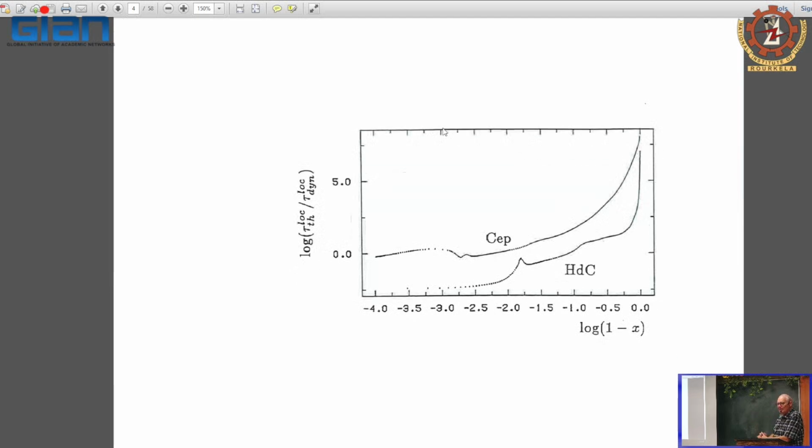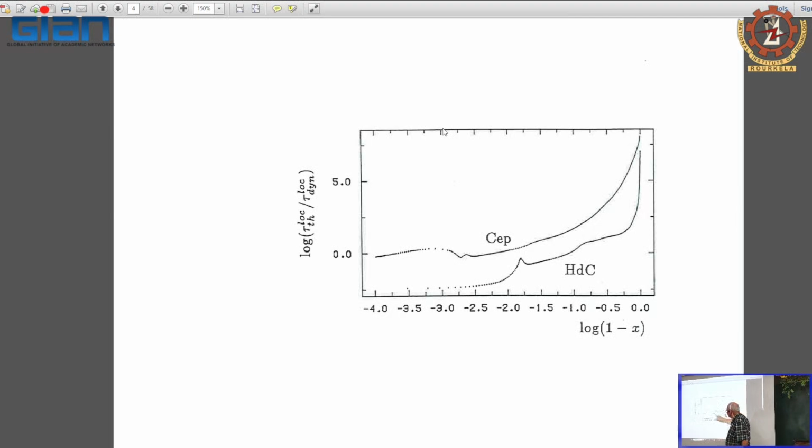We have already seen this diagram. Here we compare the ratio of thermal to dynamical timescale as a function of position within a star for a normal star, a Cepheid, and a hydrogen-deficient carbon star. You see this ratio increases once we go to the center, so close to the center, all the pulsations behave adiabatically, and close to the surface, this is of order unity. There, non-adiabatic effects come into play.